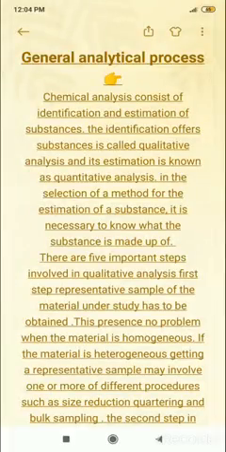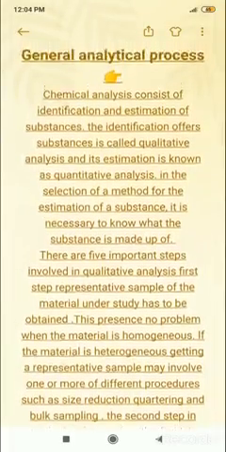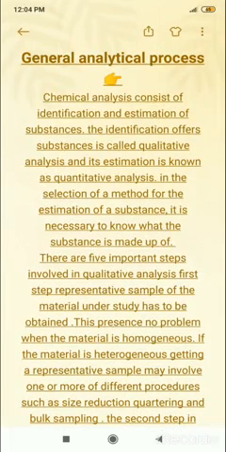General analytical process. Chemical analysis consists of identification and estimation of substances.